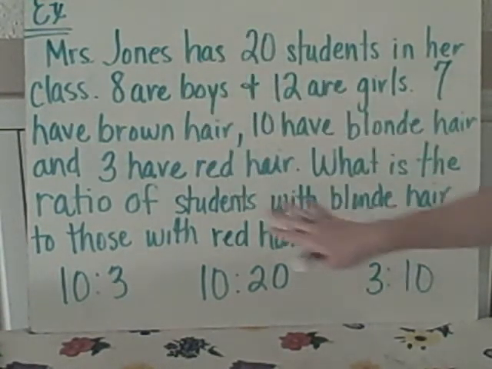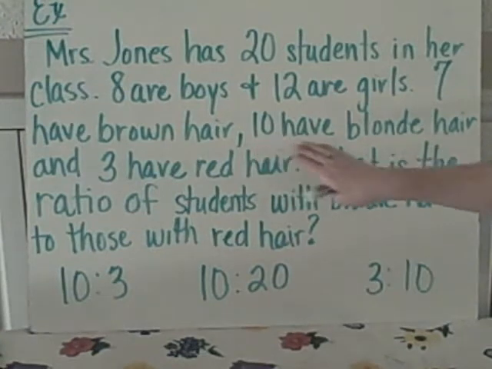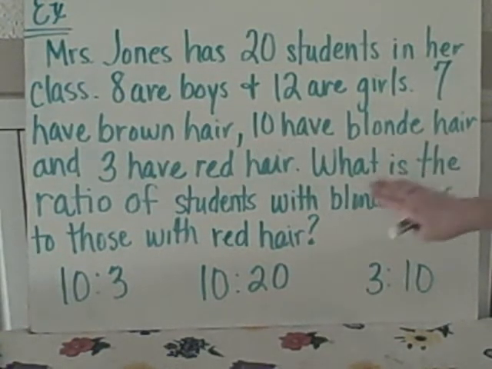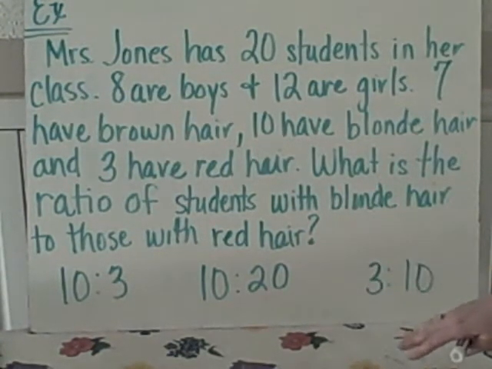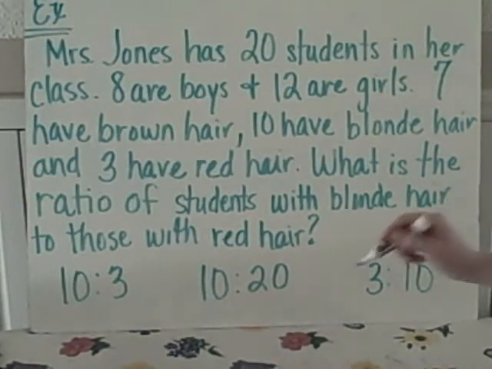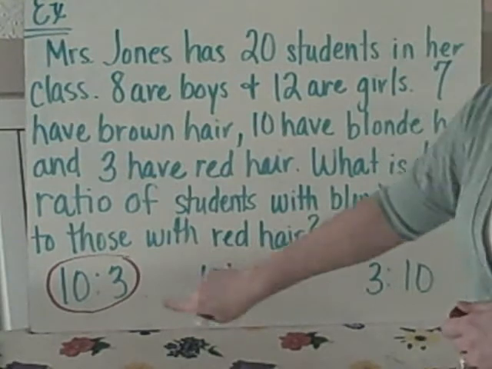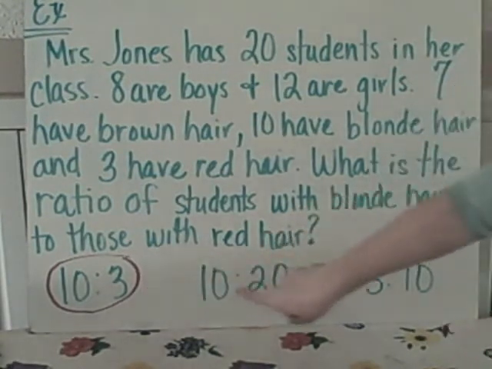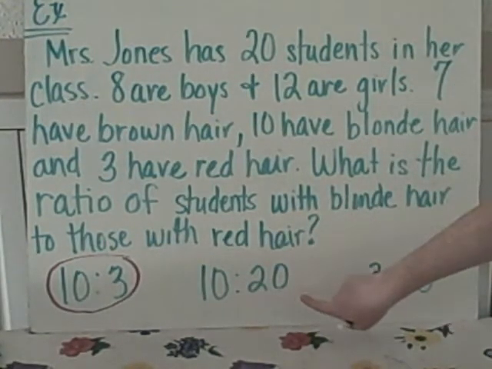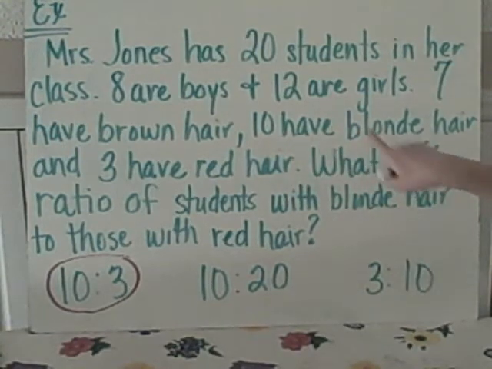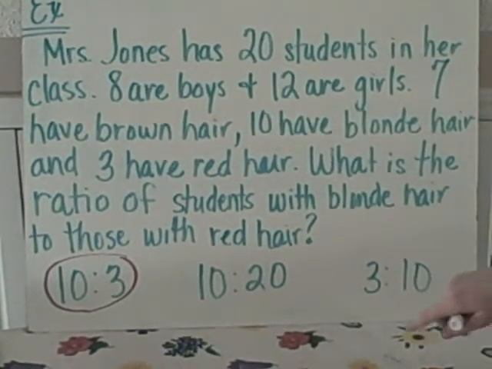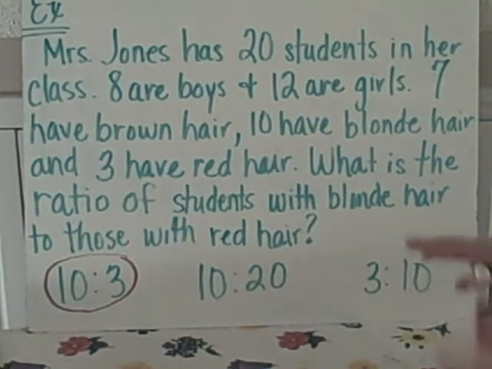So we look back into the problem and we see that there are 10 students that have blonde hair, and there are 3 students with red hair. So our ratio should actually be 10 to 3. And again, this represents a part to a part. We have one here that is 10 to 20. That would be a part, the blonde hair, to the total number of students. And then we would have 3 to 10, which would be another part to a part.